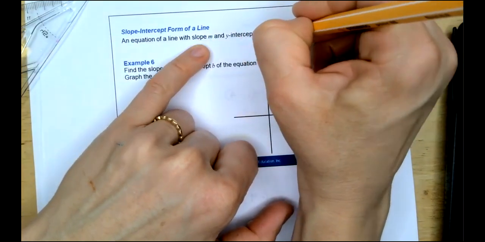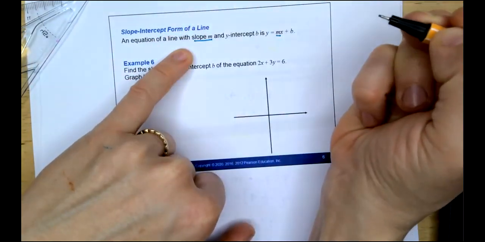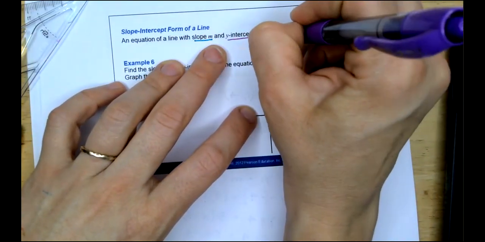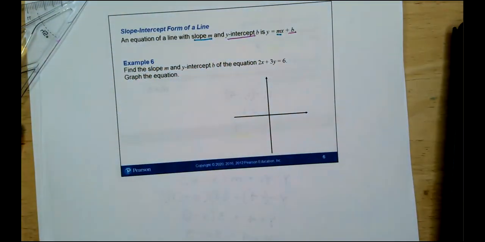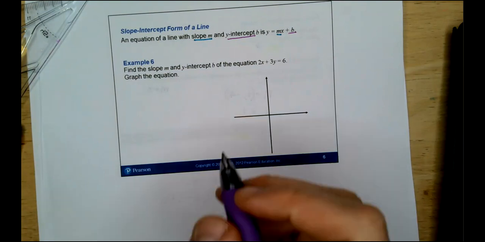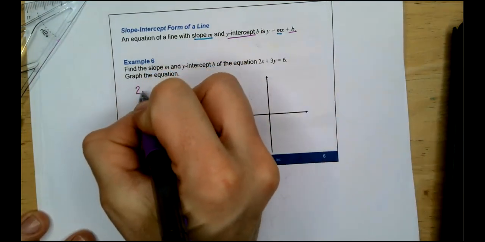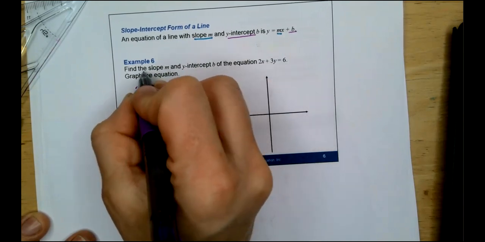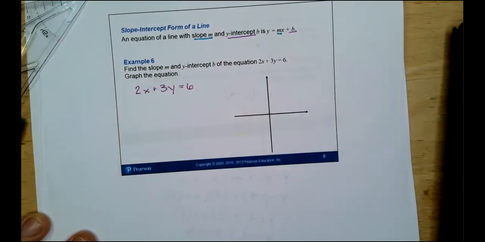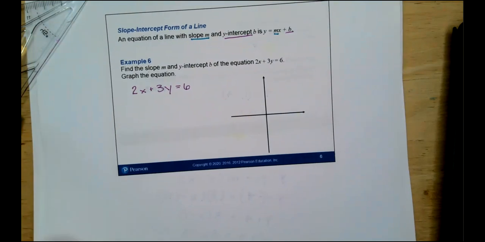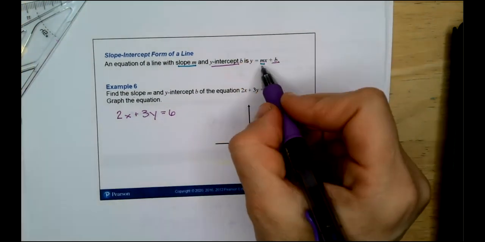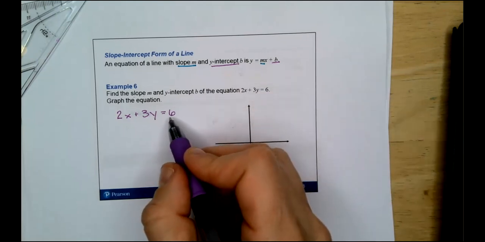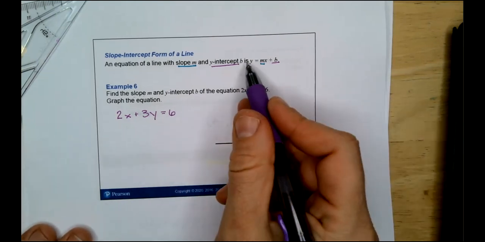Slope is the letter m. Y-intercept is the letter b. Make sure to recognize whether it's negative or positive, okay? So if you have the equation 2x plus 3y equals 6, they're asking us to find the slope m and the y-intercept b, and then to graph it. You can't just say that the number next to x is your slope and that the 6 is your y-intercept, because it's not set equal to y.